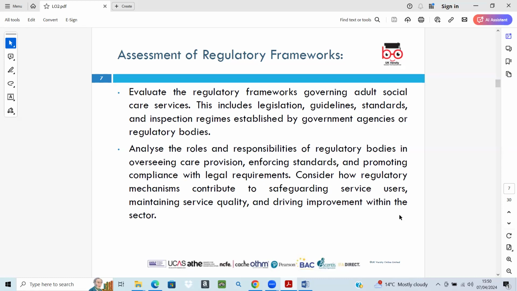So what about overseeing care provision? Analyze how regulatory bodies oversee the provision of adult social care services, and this again includes monitoring service delivery, investigating complaints, and ensuring adherence to legal and ethical standards. They always try to promote compliance, and we look at how regulatory bodies promote compliance with legal requirements, which may involve providing guidance, offering training, and supporting continuous improvement efforts.